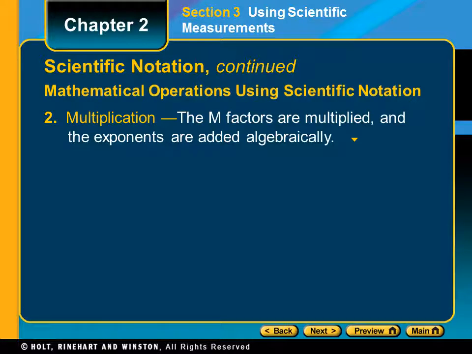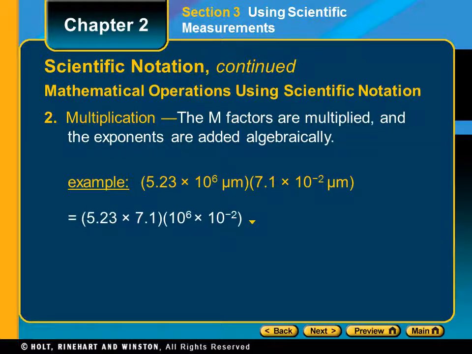Multiplication is different. The factors are multiplied and the exponents are added algebraically. So if you start with 5.23 times 10 to the 6 micrometers times 7.1 times 10 to the negative 2 micrometers, you're going to do it algebraically. What does algebraically mean? Well, you multiply your two numbers, 5.23 times 7.1, and you then do 10 to the 6th times 10 to the minus 2.